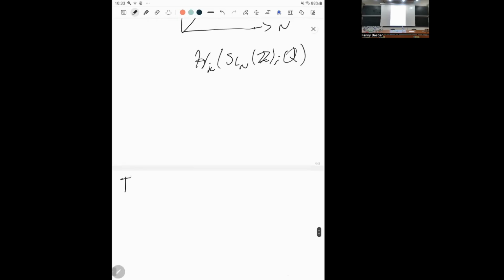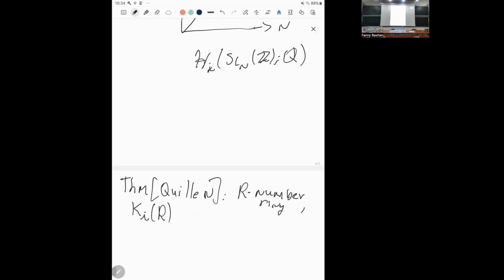There's a theorem due to Quillen, who showed that, here R is a number ring, the algebraic K-groups of R are finitely generated groups for all i.